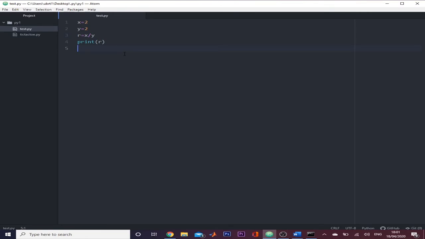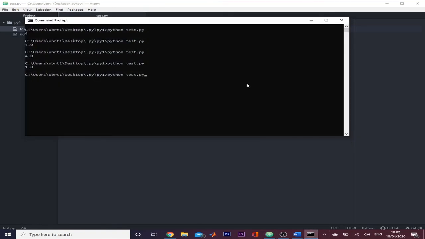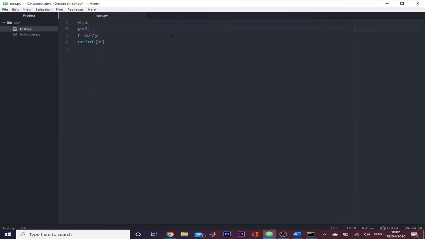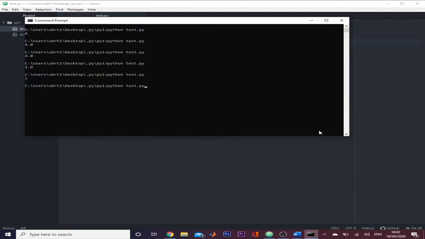Now if we want the answer of division to be an integer, we use floor division. By using floor division, we can get an integer result in the case when the variables that are dividing are also integers. So as x is an integer and y is an integer, now the answer of floor division will also be an integer. So here it is only 1, no decimal part. Similarly for addition, subtraction, and multiplication, if we use at least one type to be float, then our answer will be float.